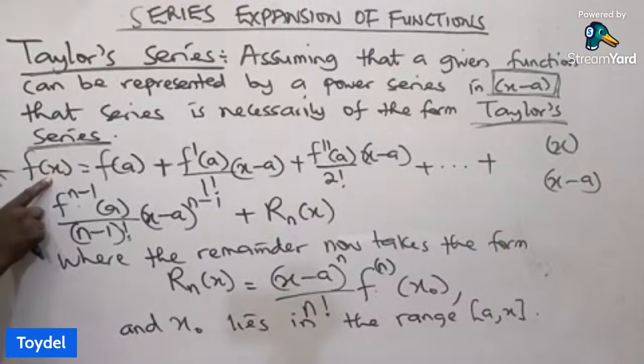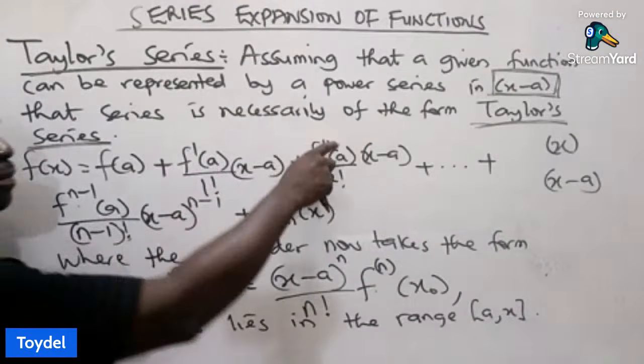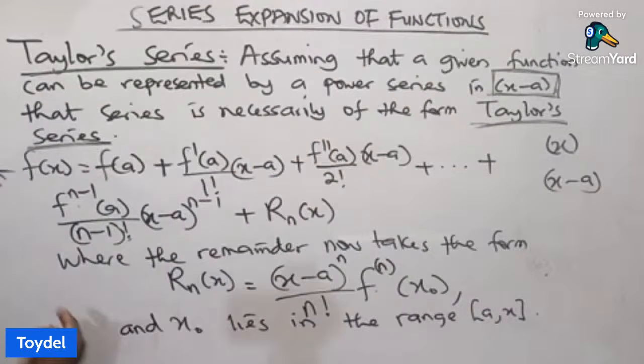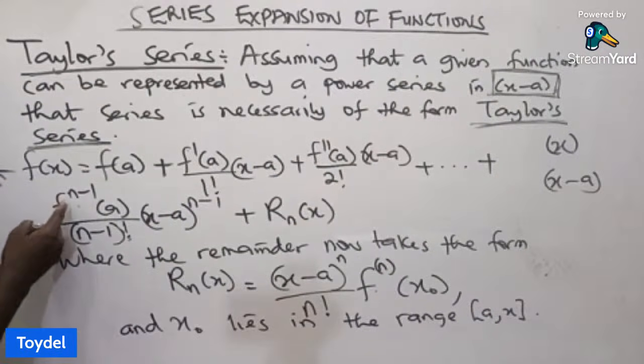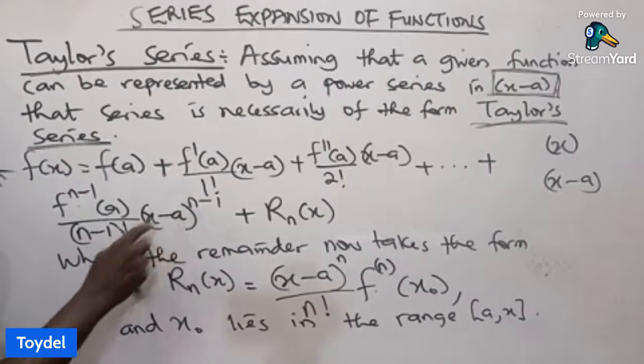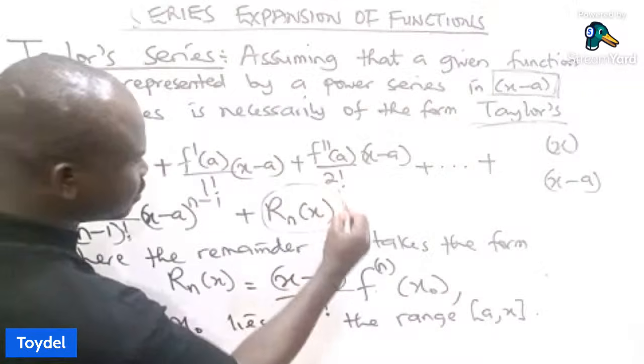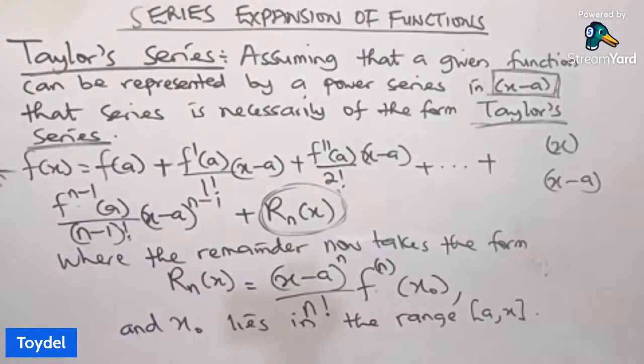That is, when you have f of x, it will be expressed as f of a plus f prime of a over 1 factorial times (x minus a), plus f double prime of a over 2 factorial times (x minus a) squared, plus, this is the second to the last, f^(n-1) of a over (n minus 1) factorial times (x minus a)^(n-1), then plus Rn of x. This is the remainder. This will represent the remainder of that series.